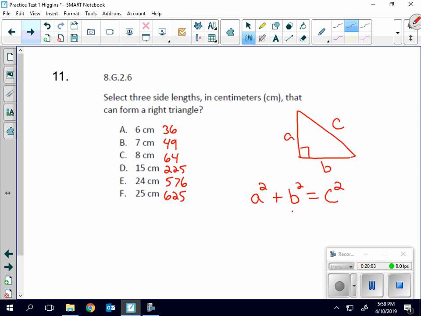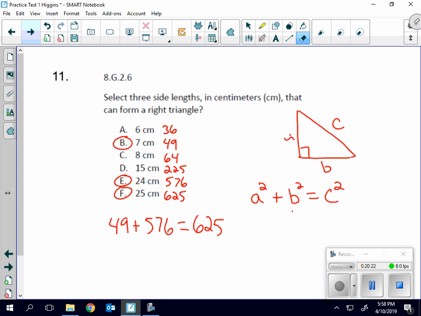I found that if I take 49 and add it to 576, it will equal 625. So these three sides form a right triangle. Well, actually it'd be a 7, I'm sorry. It would be a 7. When we square it, we get 49. So a 7, a 24, and a 25 makes a right triangle.